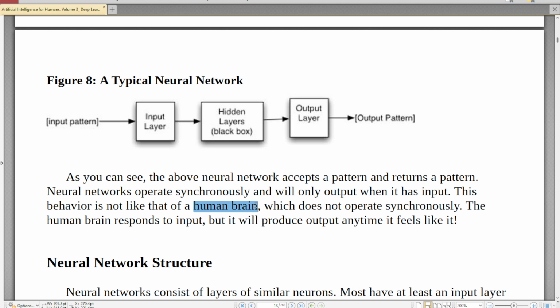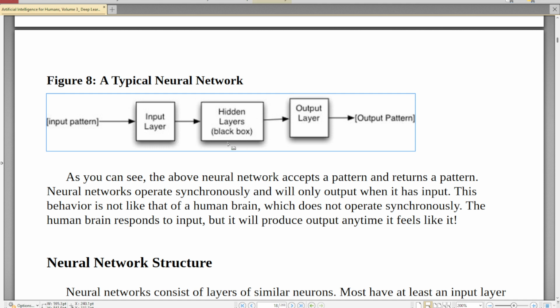Sometimes there is no input at all. We just say that we want this and this. Even if a parent asks what you have to eat and we haven't responded, we just ignore it. So human brains look like this. A neural network is something like this: input pattern, input layer, hidden layers, which are a black box, and then the output layer, which gives the output pattern.